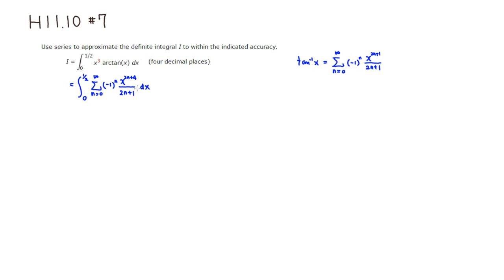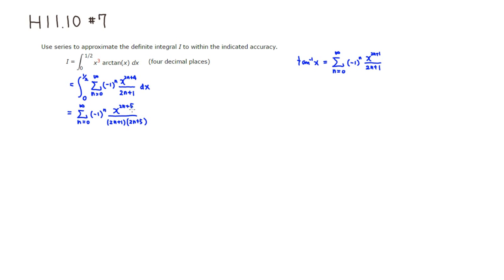So we can just have a summation, n goes from 0 to infinity, then -1 to the n, just a constant. If you take the antiderivative of x to the 2n plus 4, we add 1 to the power, so x to the 2n plus 5. Then you divide by, 2n plus 1 was already there, but we also divide by 2n plus 5.